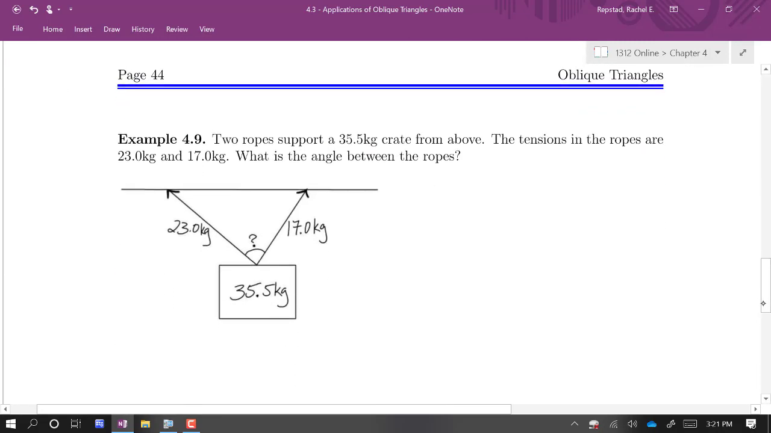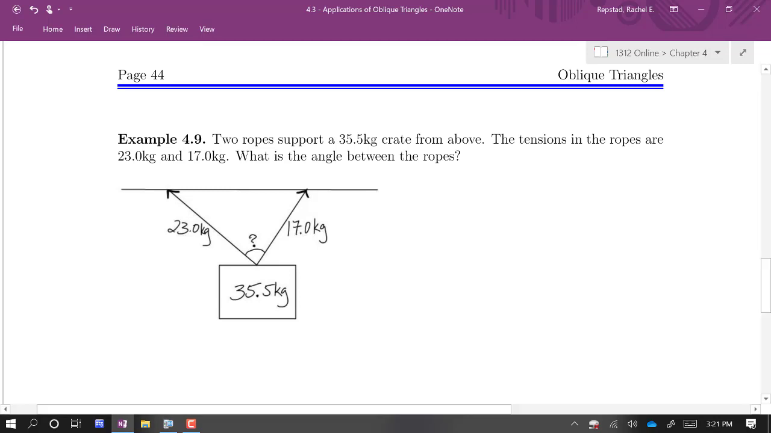Okay, let's try another example. This is a vector example, right? I got two ropes supporting a crate, this crate that has a mass of 35.5 kilograms. And then they tell us the tensions in the rope. They tell us at least the magnitude of those tensions. And we want to know what is the angle between the ropes. This crate is just hanging there. It's not moving. This system is in equilibrium.